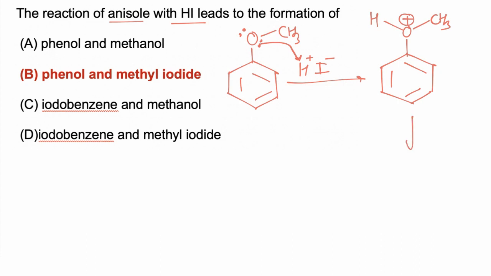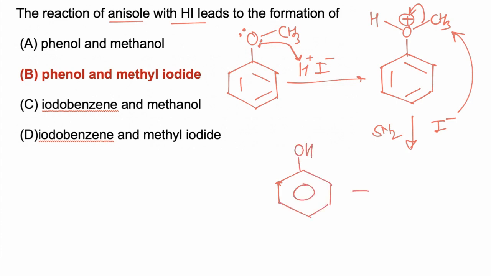Now since carbocation cannot be formed from either side, the reaction takes place via SN2 mechanism. Now I negative will attack from the less crowded side, so as the nucleophile attacks, carbon oxygen electrons are shifted towards oxygen. So finally phenol and methyl iodide are formed as a product, and hence the correct answer is B, phenol and methyl iodide.